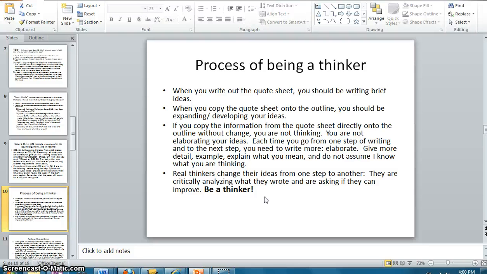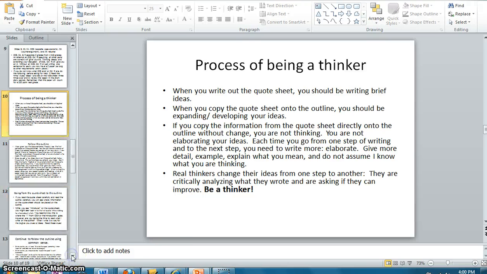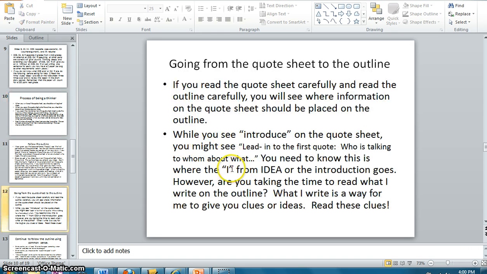Real thinkers change their ideas from one step to another. They are critically analyzing what they wrote and they are asking if they can improve. Be a thinker. It's called revising, editing. You need to go from one stage to the next. You need to improve. You need to elaborate, not just copying things over.